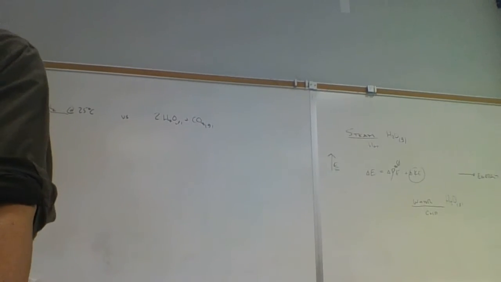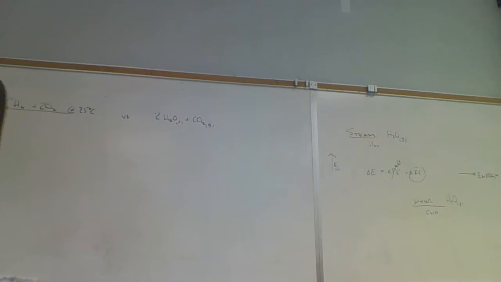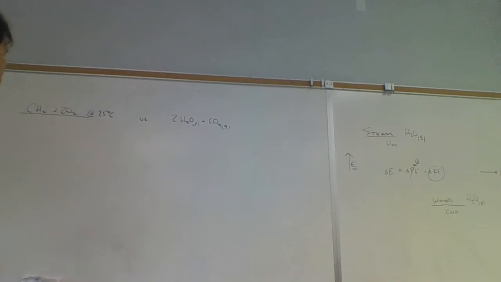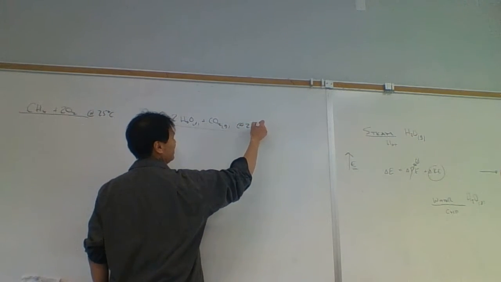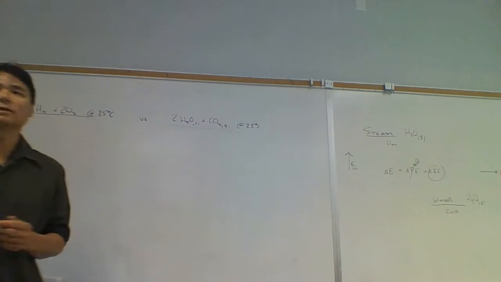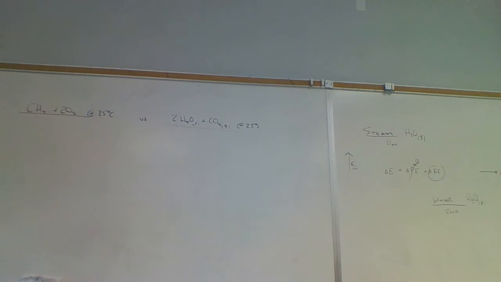Now, for nuclear reactions it's a little bit different, and it turns out chemical reactions are a little bit different too, but this pretty much is what we observe here. So what can you tell me about these two mixtures? If I have two mixtures, one mixture is methane with oxygen, the other mixture is CO2 and water. They're both at 25 degrees C. What can you tell me about the energy of these two?